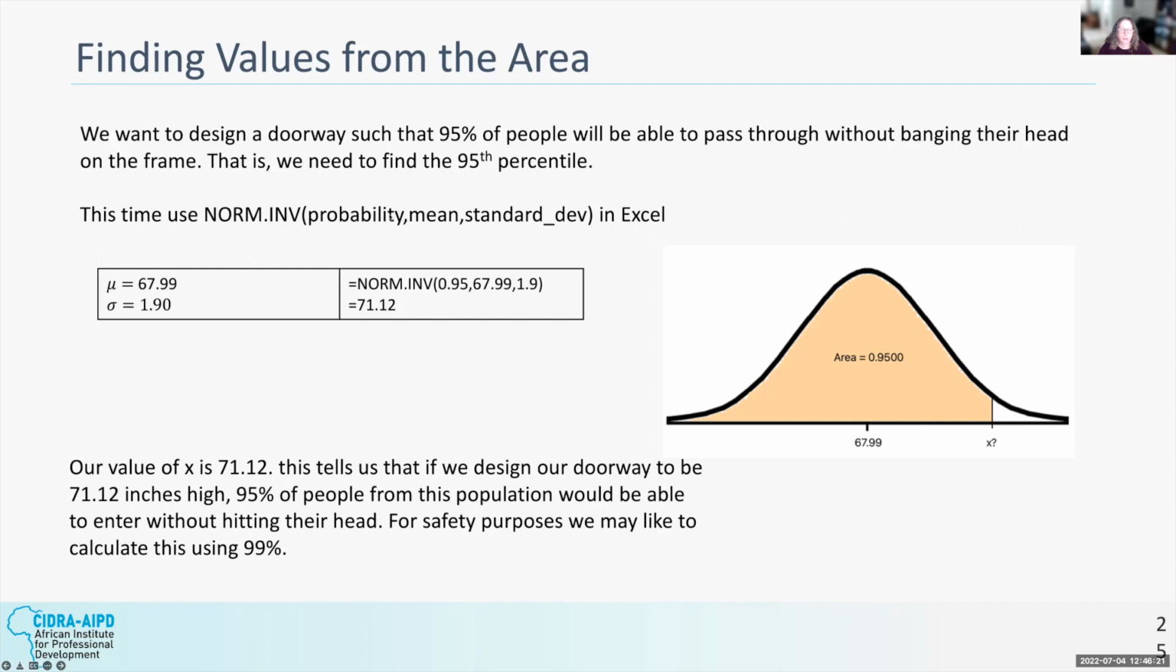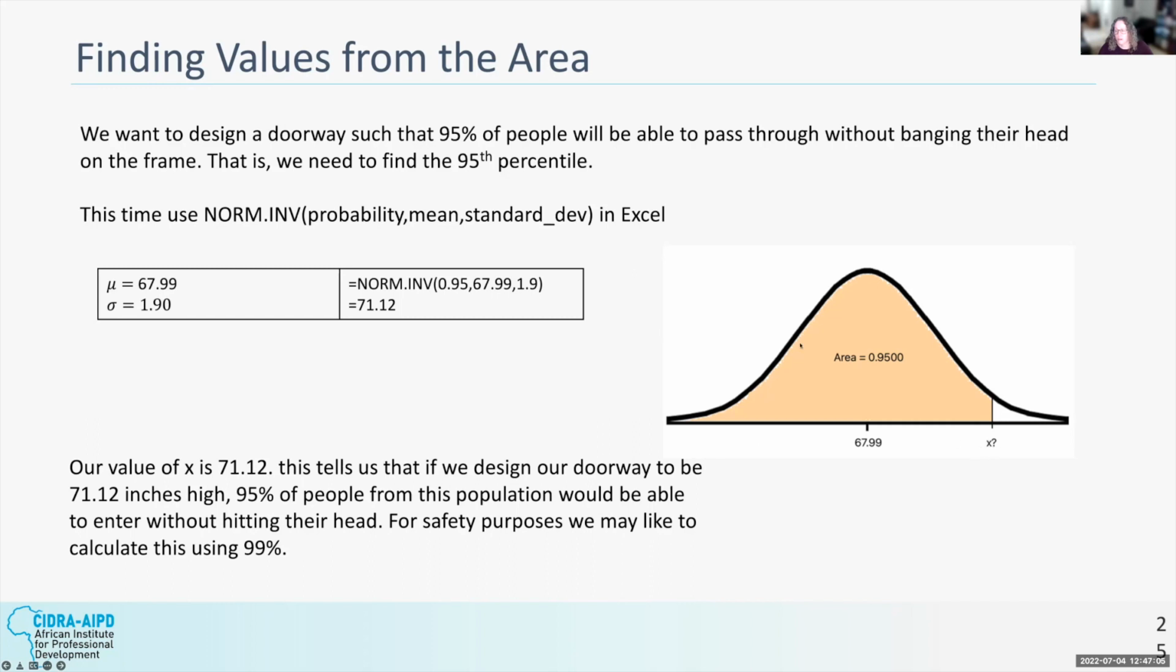Into that we'll enter the probability, which is the area that we want to find, again to the left of the number, and the mean and the standard deviation, which are the same values we found from the summary statistics in the height data before. So we go ahead and enter all that into Excel. The probability is 0.95, that's the 95%, 67.99 is the mean, and then 1.9 is the standard deviation. Go ahead, open your Excel and type all that in, and what you'll find is you will return a value of 71.12.